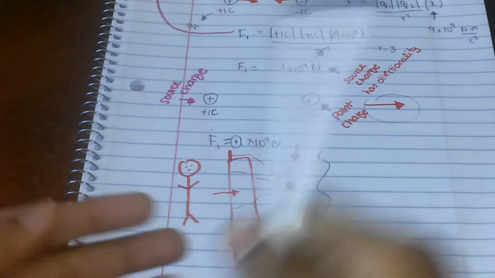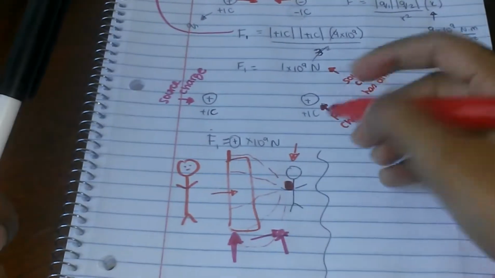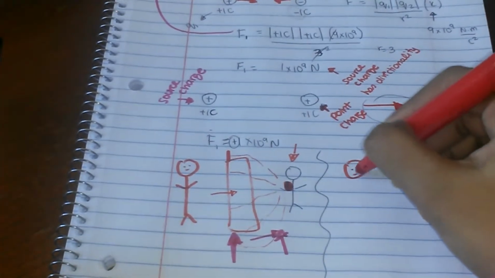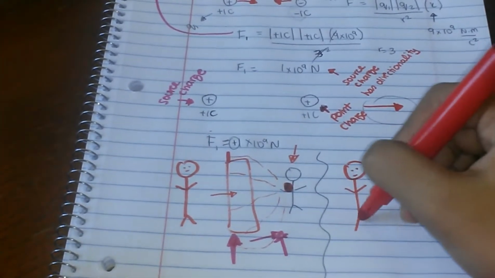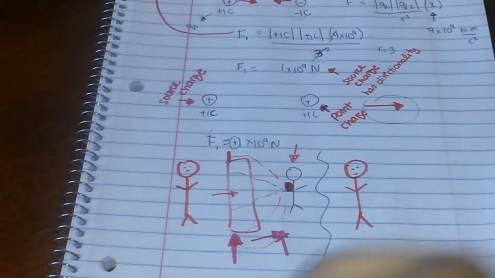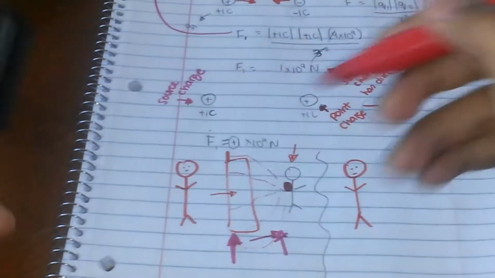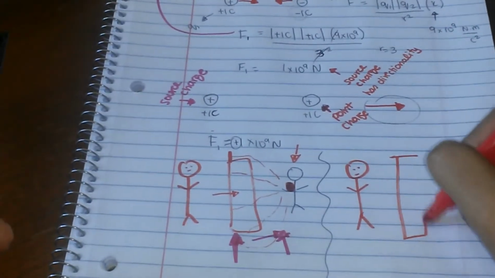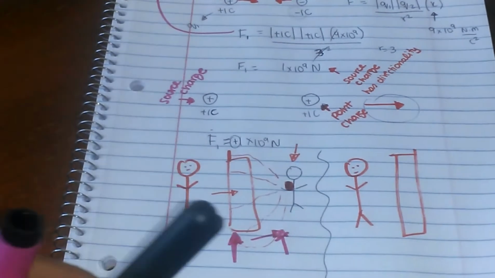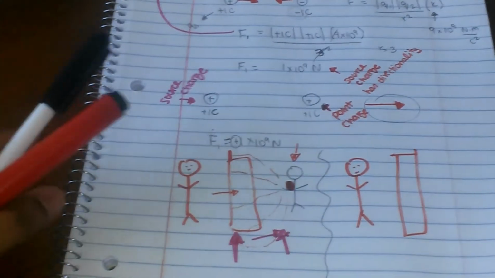Now let's have another example. This is you right here, at another store, your favorite chocolate store. And this is a door. This is another person. I'm going to do it in another color.